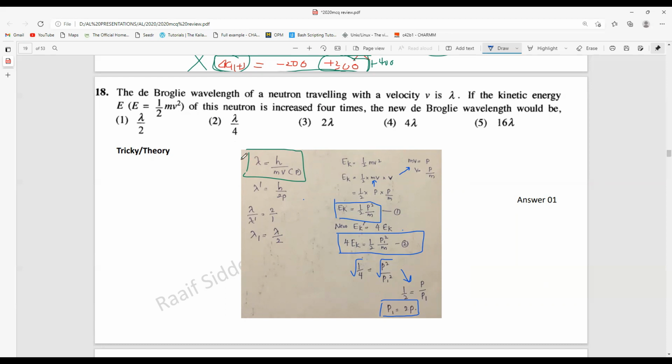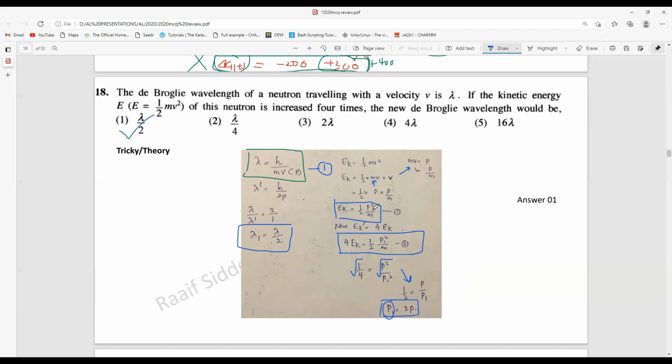Now I come back here, because they say my initial de Broglie wavelength is lambda, which equals h, Planck's constant, divided by p. This will be my first equation again, and my new wavelength would be lambda dash, equal to h divided by 2p. Why 2p? Because my new momentum is p1, which is equal to 2p. If I divide these two, I get that my new wavelength is lambda by 2, which is the first answer.